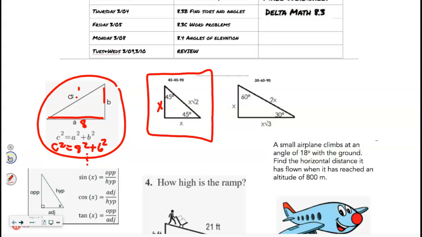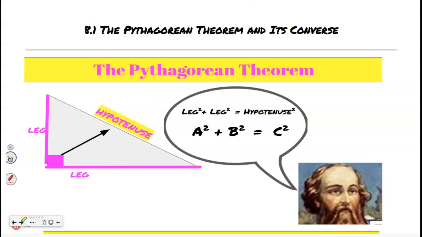Like over here, if I said, all right guys, guess what? A is 8, what's C? You'd be going, I don't know, you have to tell me B. And that's true for all the triangles, except two very special types. And we're going to talk about this first one, which is actually the easier of the two first.